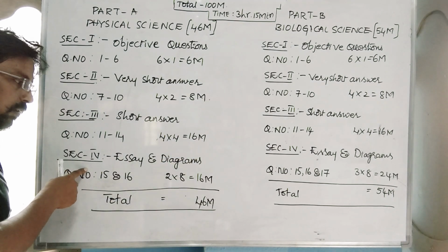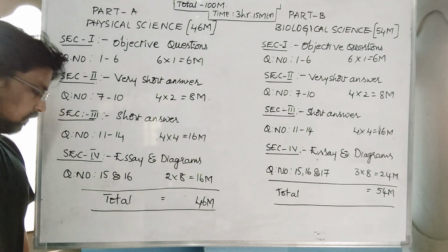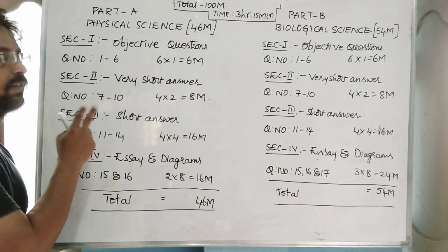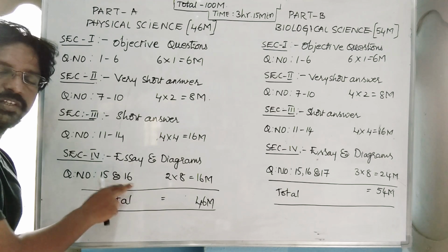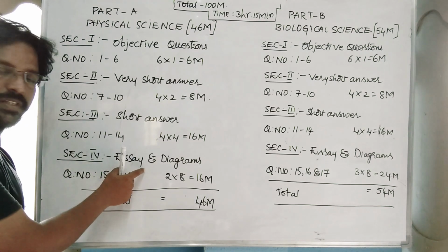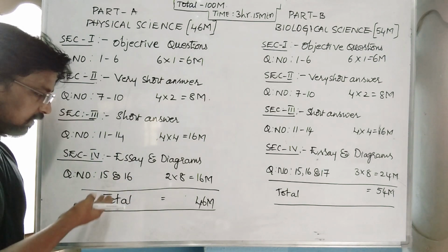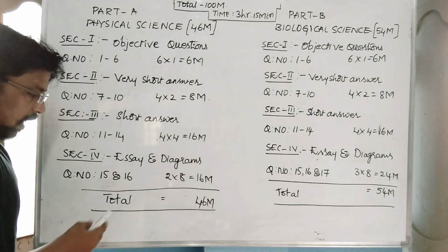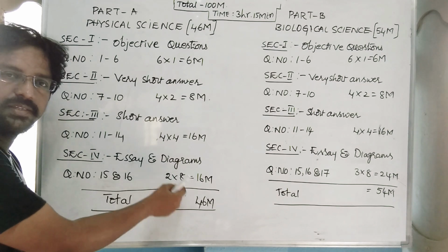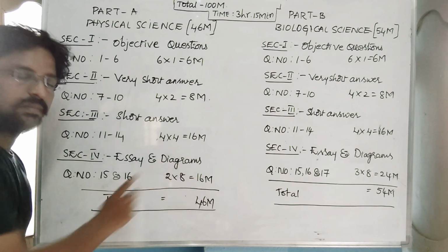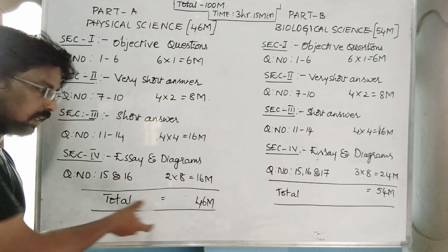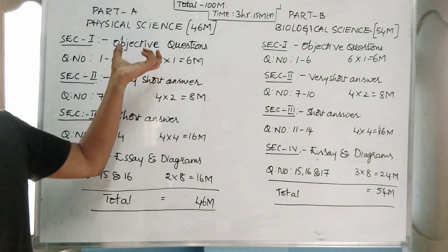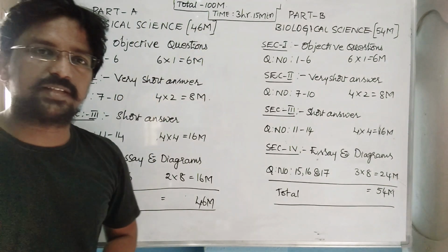And in section 4 we have essays and diagrams. Here we have only 2 questions in part A, the physical science paper, that is the 15th question and the 16th question as essay questions. We can expect some internal choice from the 15th and 16th questions. Each question carries 8 marks, 2 questions, 16 marks. So totally this is 46 marks for part A. Part A is allotted for the physical science.